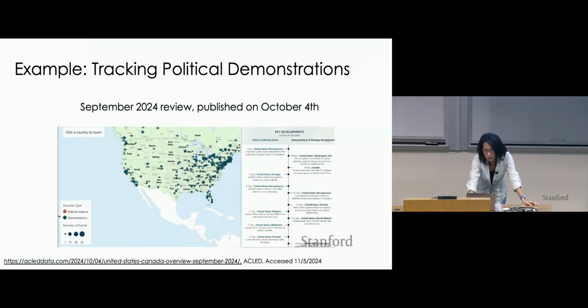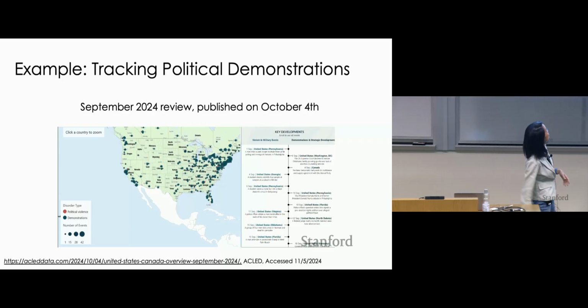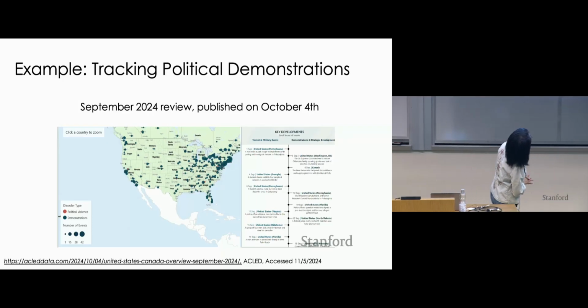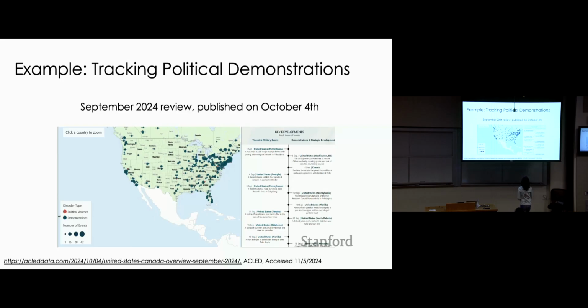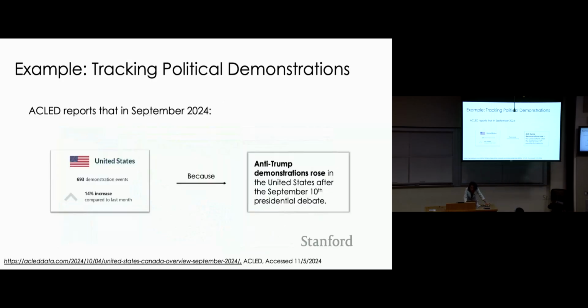And so another example that is closer to home is tracking political demonstrations. So they do America, they do all around the world. This is September 2024. And what are these? These are violent and military events and demonstrations and strategic development. Okay. So how the events are related to the strategic development.